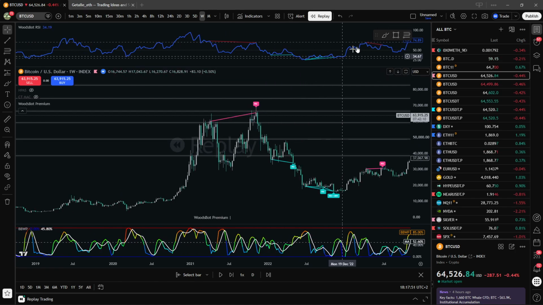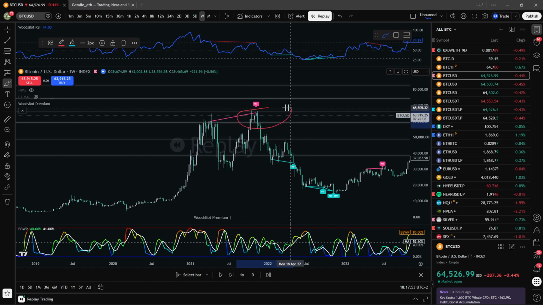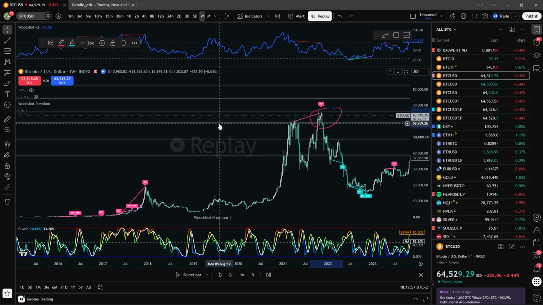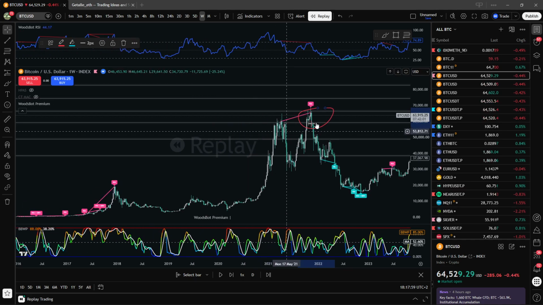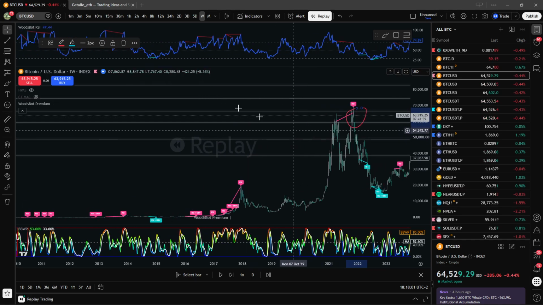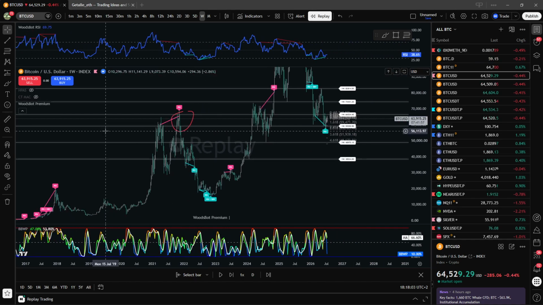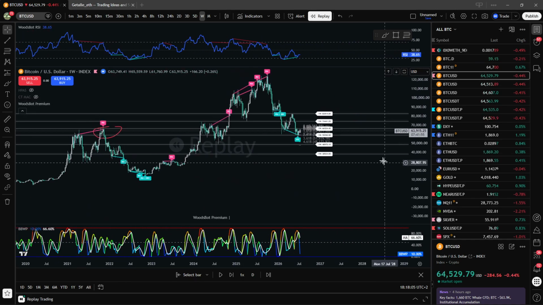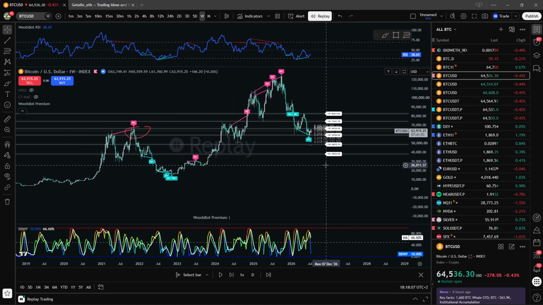Actually, we didn't have multiple. We had one single bearish divergence on this one, I guess. Yeah, I mean, I guess if we count. But usually I like to have multiple bearish or bullish divergences to say that's the bottom or top.